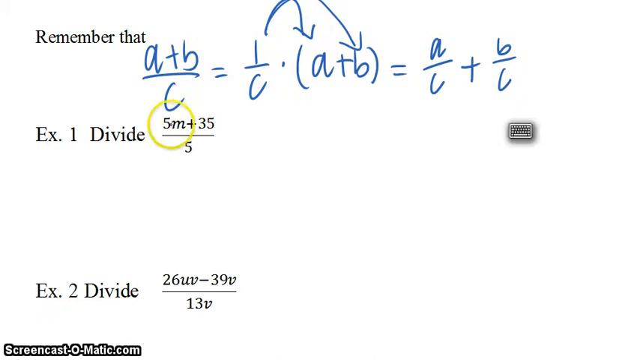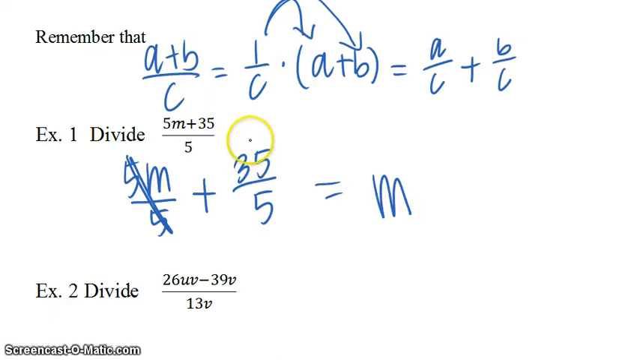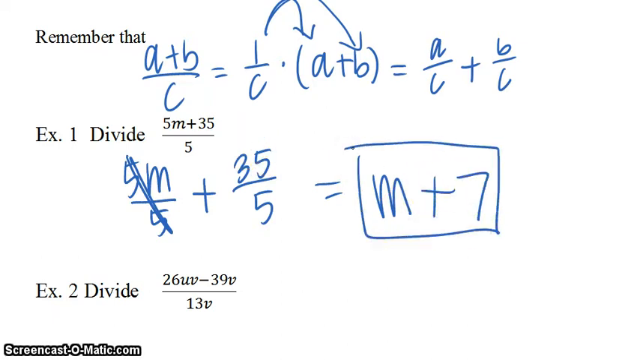So we can rewrite this as 5m over 5 plus 35 over 5. Both of those top two terms have to be divided by 5. So from there we can simplify. The 5 and 5 cancel out, and we're left with just m. Then 35 divided by 5 is 7, so we have m plus 7. So what did we do? We broke it up using this rule, and then we simplified.